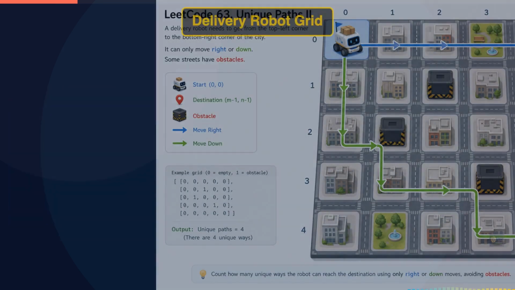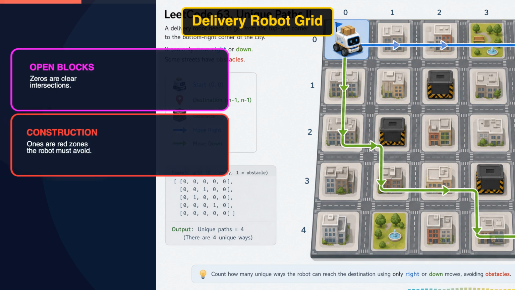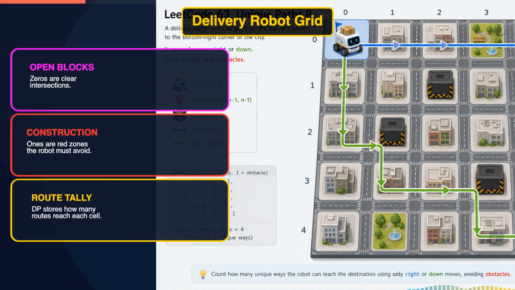Imagine a delivery robot on a downtown street grid. Open blocks are clear intersections. Obstacles are construction zones painted red. The robot can only drive east or south, never northwest shortcuts. At every intersection it asks, how many distinct routes from the warehouse could have brought me here? That running route tally is exactly our DP table.